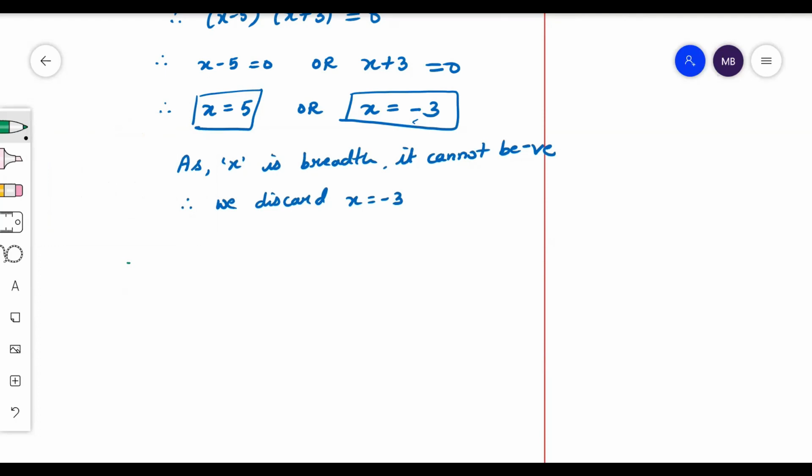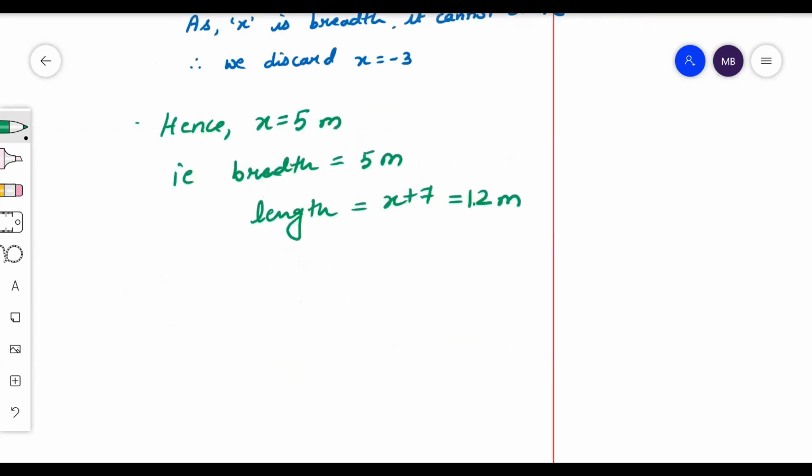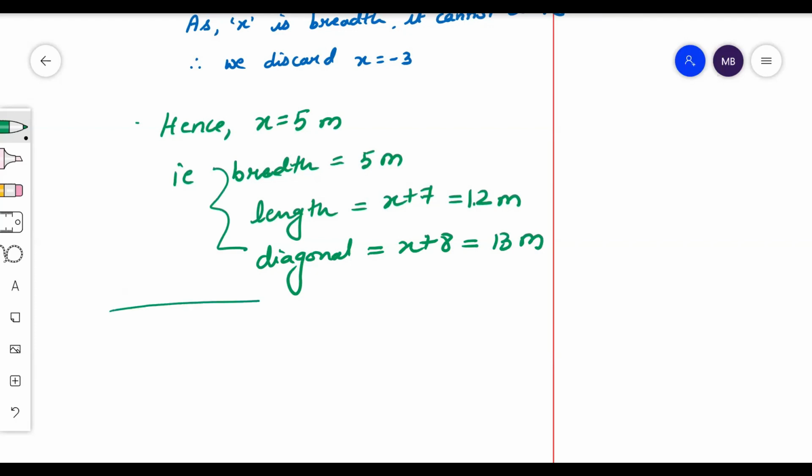So therefore, hence x is equal to 5 meters. So that is your breadth, equal to 5 meters. What was length? Length was x plus 7. So 5 plus 7 would be 12 meters. And diagonal, x plus 8. So 5 plus 8, so 13 meters. So this should be your last statement.